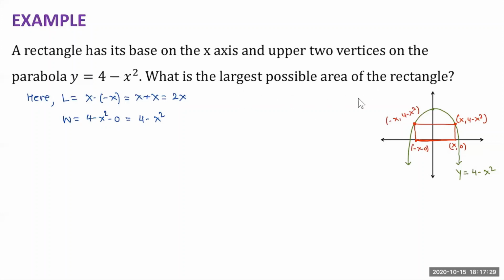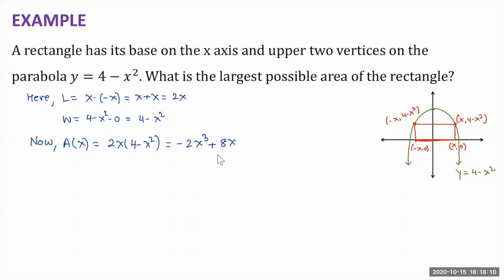Because we want to maximize the area, our objective function is the area function. So let's write that area. The area in terms of x is length multiplied by width. So 2x multiplied by the width, 4 minus x squared. Let's simplify this: 2x multiplied by negative x squared is negative 2x cubed, then plus 2 times 4 is 8x. So that is the area function. Now we want to maximize this function.